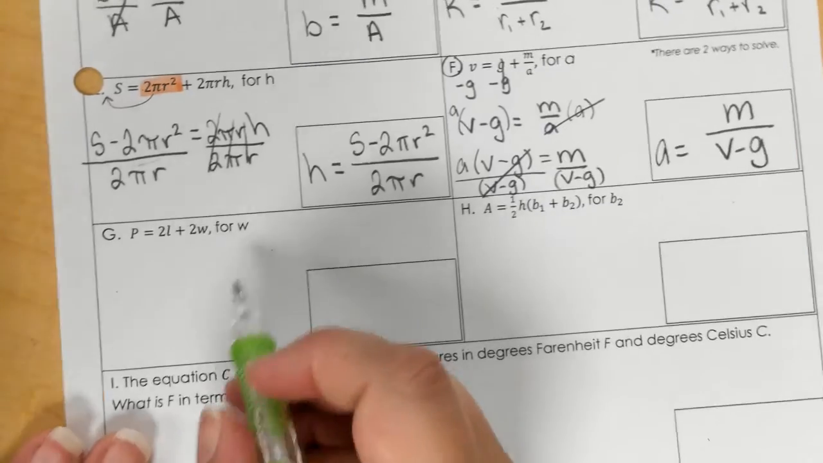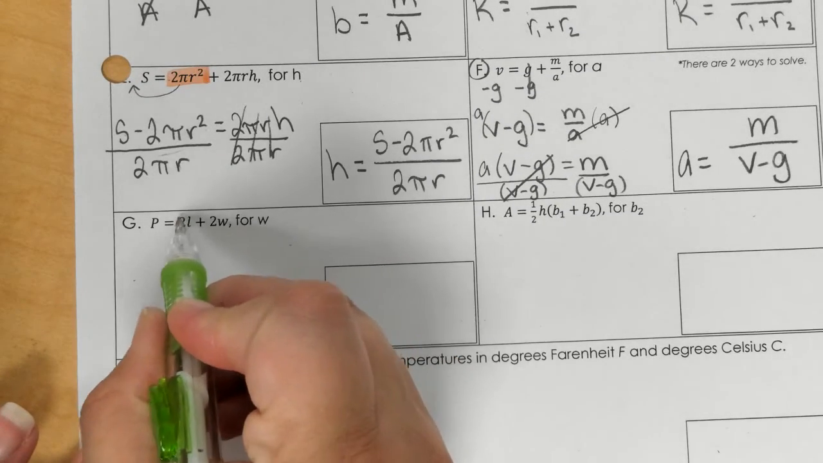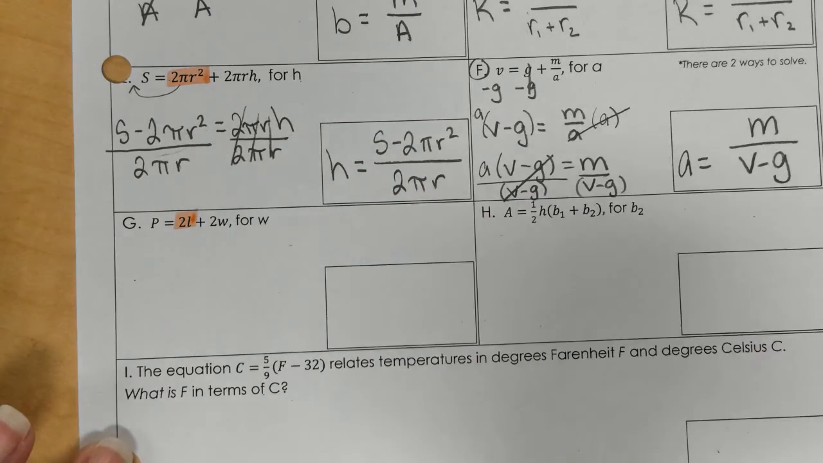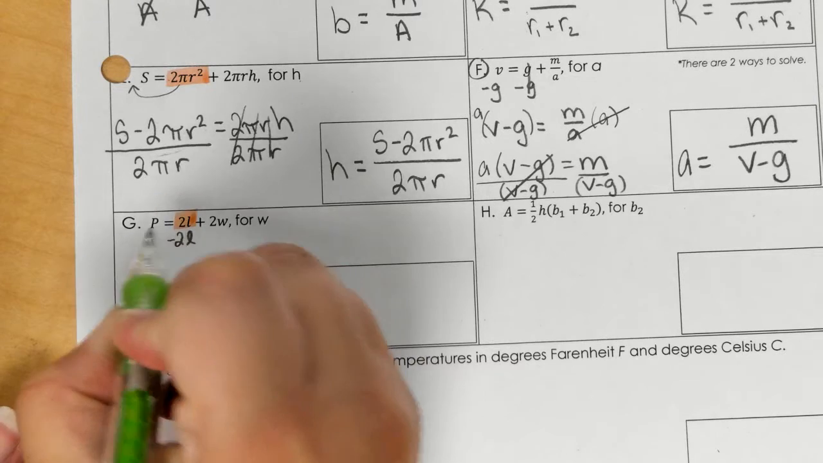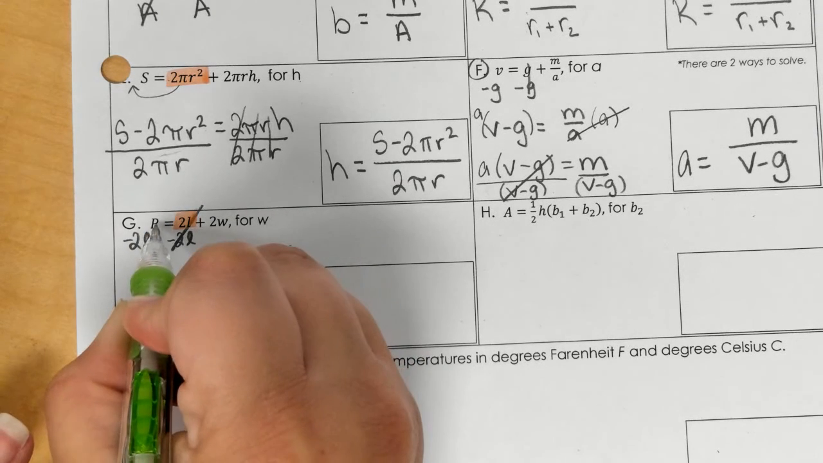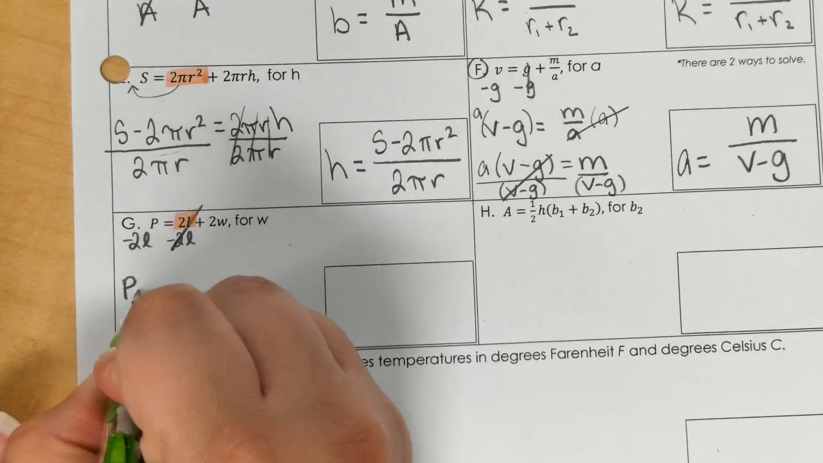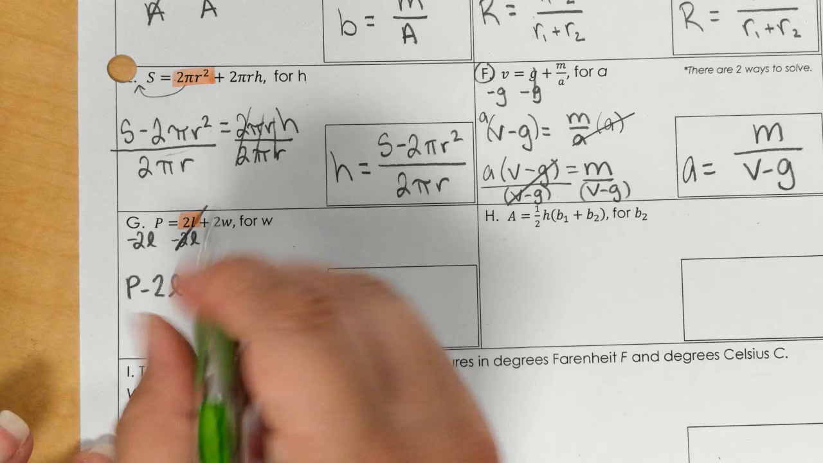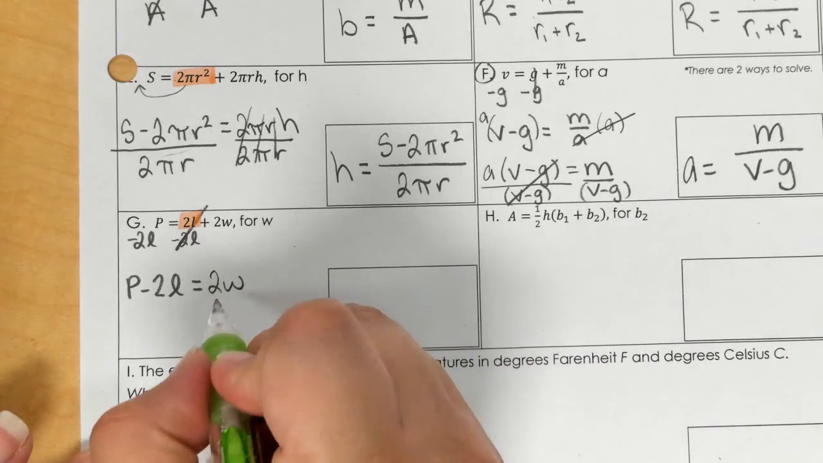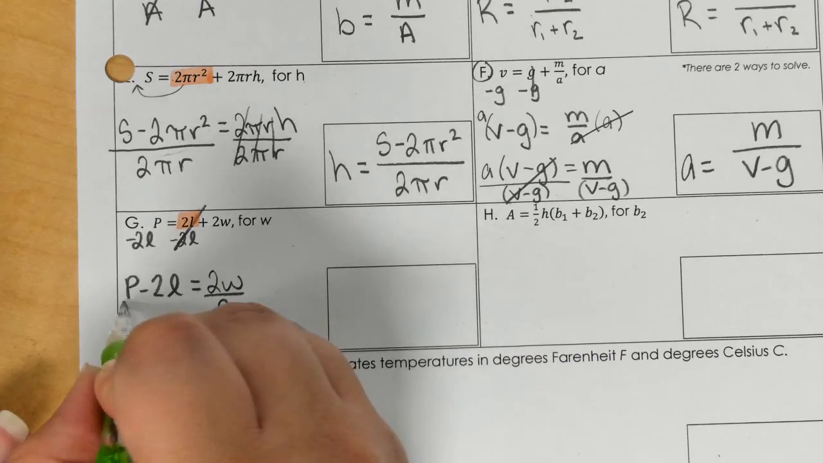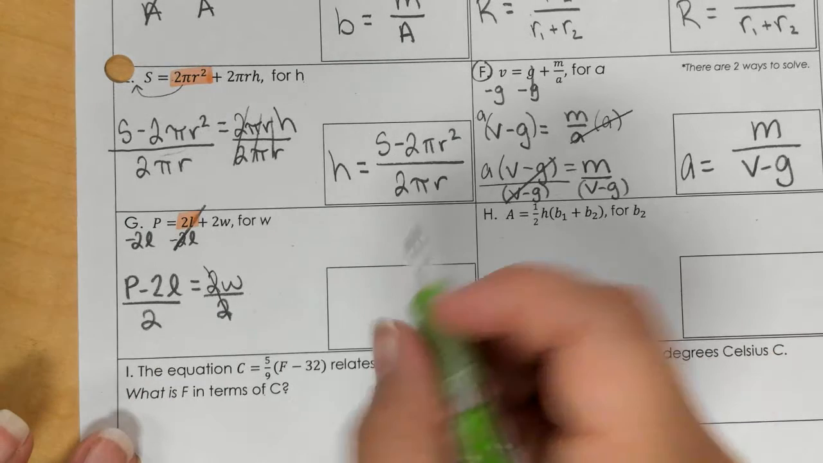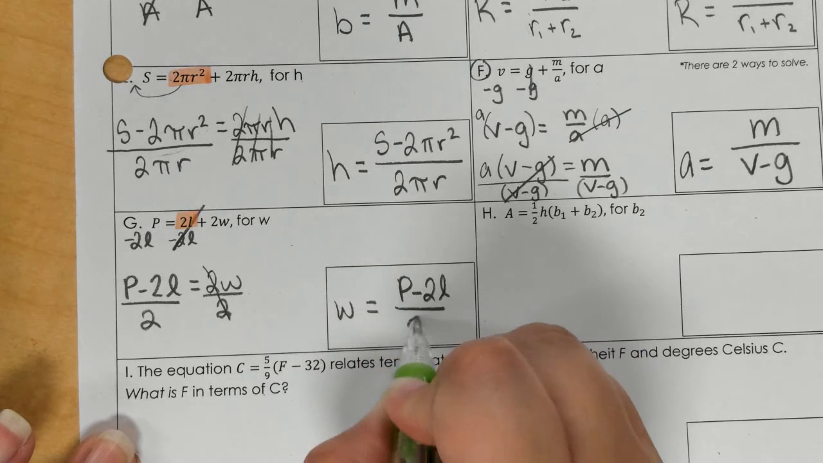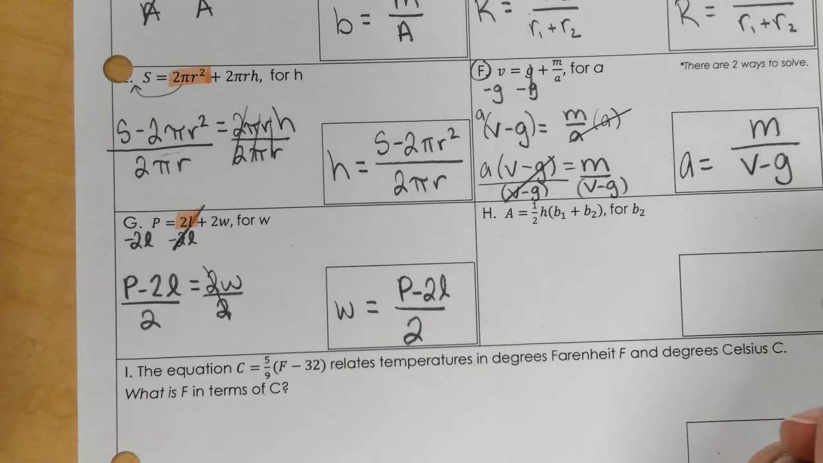Okay, letter G, to get W by itself, I see that I have that 2L before the plus sign. So I want to subtract it. It's a positive 2L, so I'm going to subtract 2L. I have P minus 2L, and that canceled, and then I have equals 2W. Okay, to get W by itself, I would divide by 2. And I would have W equals P minus 2L over 2.